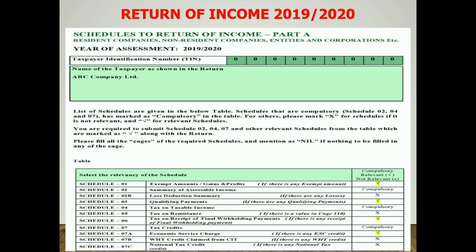In my example, there are exempted amounts, so Schedule 1 is relevant actually, so I have to fill Schedule 1. But I don't have losses in my example, therefore I can ignore Schedule 2B. We have qualifying payments but no remittances. Therefore, I put tick under the Schedule 3 and put a cross under Schedule 5.